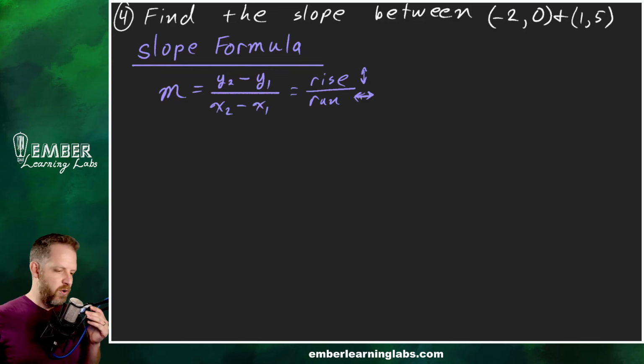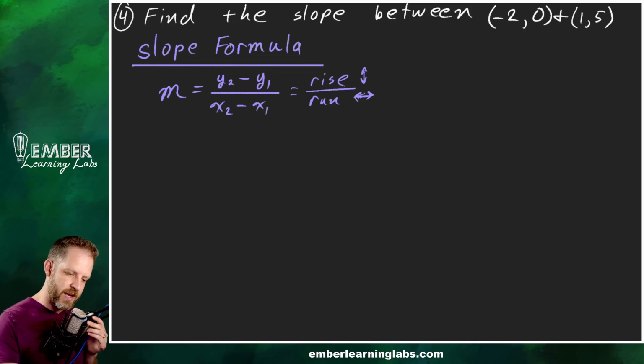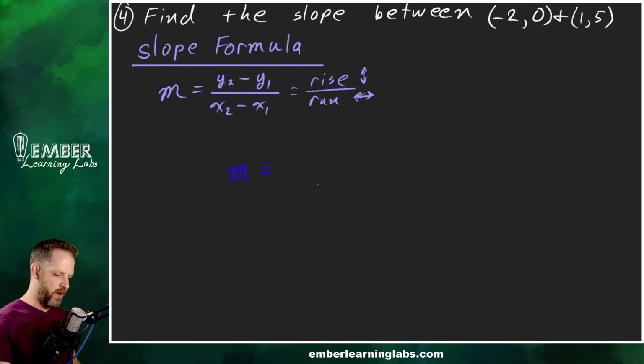Okay. So we've got our points. We've got our formula. Let's plug it in and use it. We're going to almost treat this like it's a substitution problem, right? We're going to put parentheses everywhere a variable is in our formula. And then we're going to substitute numbers in there. So y2 would be 5. Points go x, y, right? Y1 would be 0. X2 would be 1. X1 would be -2.